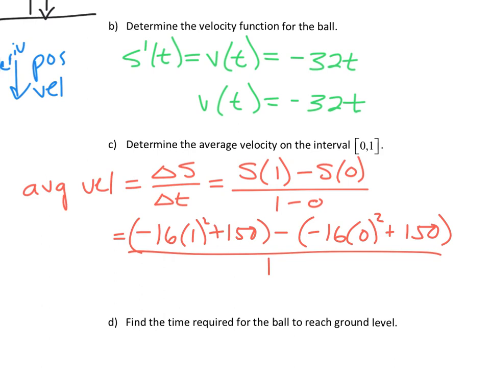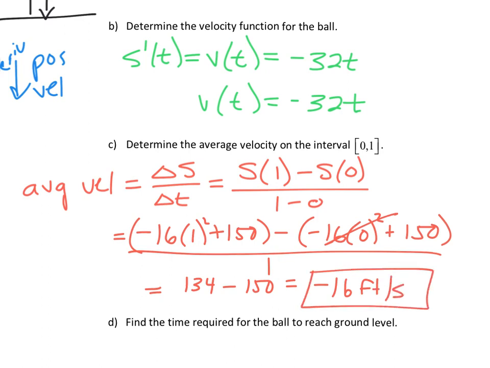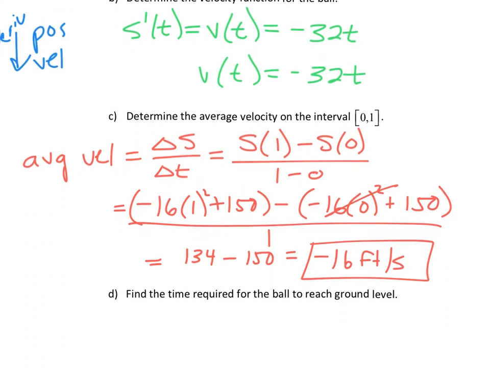And then if I simplify that, I end up with 134 for the first set of parentheses, minus this goes to 0, plus 150, so minus 150 over 1. And 134 minus 150 is negative 16. And because we're talking about velocity here, that would be measured in feet per second for this problem, since height was in feet and time was in seconds.